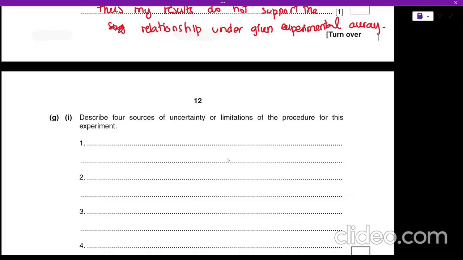So what you could do, you could use dyed or colored water, so that you could easily keep an eye on the water level as it reaches the upper line.